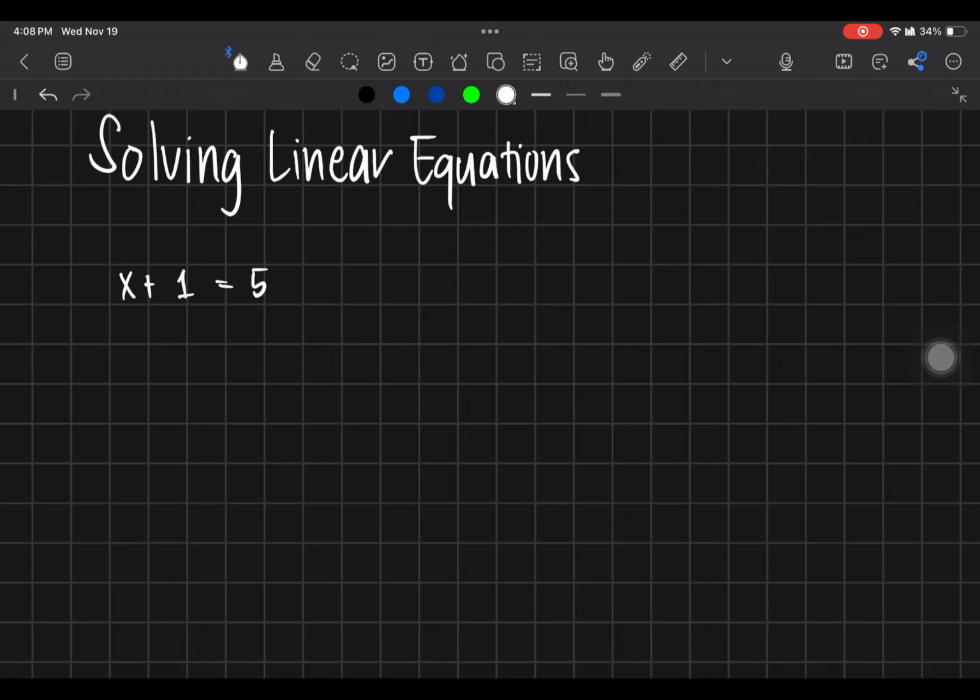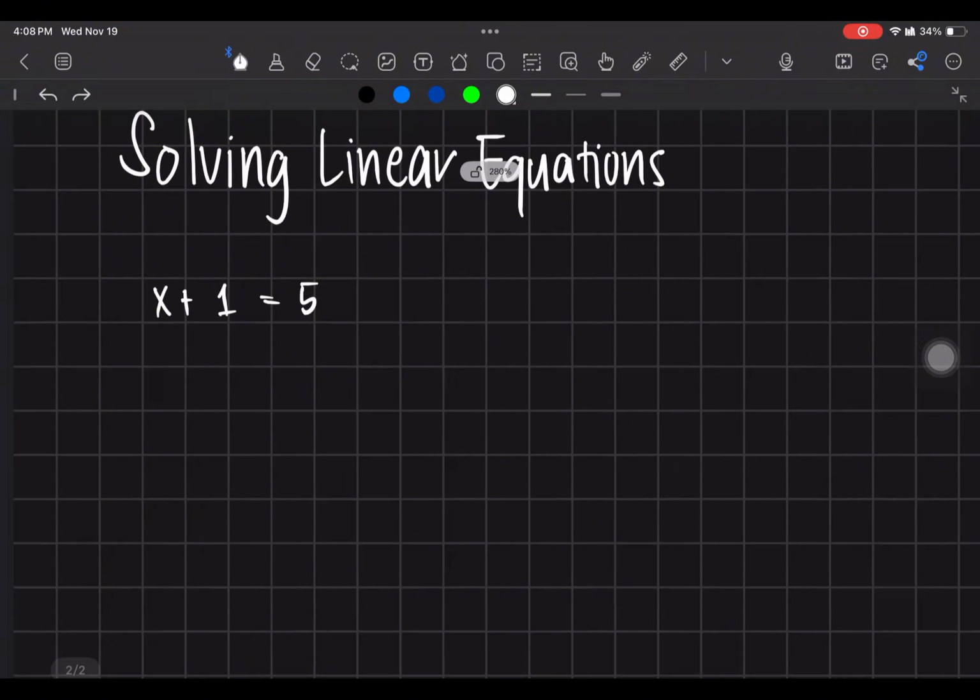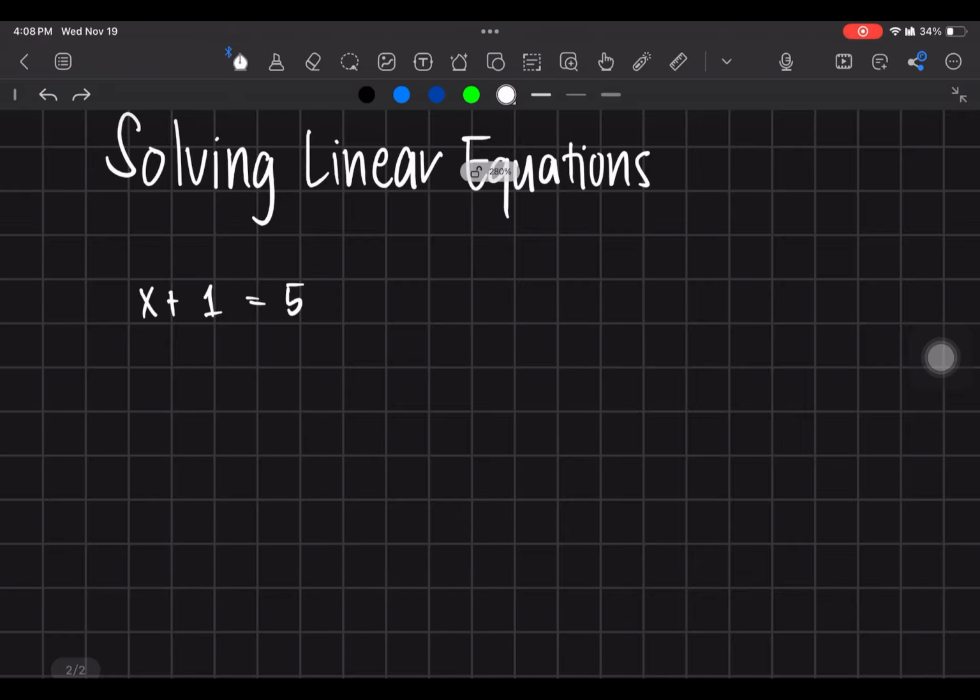Whenever you're trying to solve a linear equation, we must first try to isolate our given variable, in this case, x. So how do we isolate this variable? We have to transfer all the other constants to one side. Constants being our counting numbers, in this case 1 or 5, to the other side of the equation and isolate x.